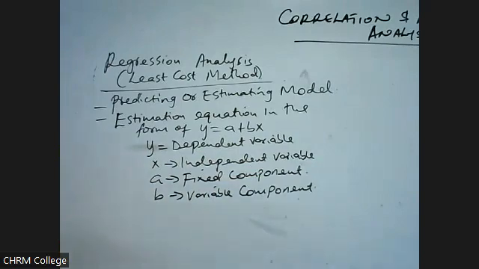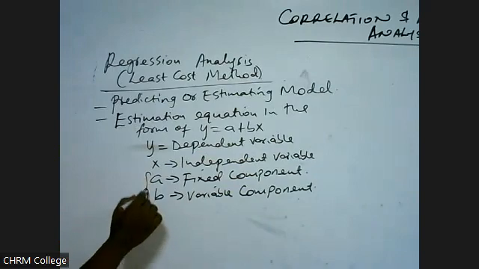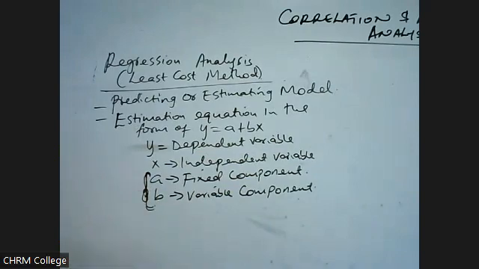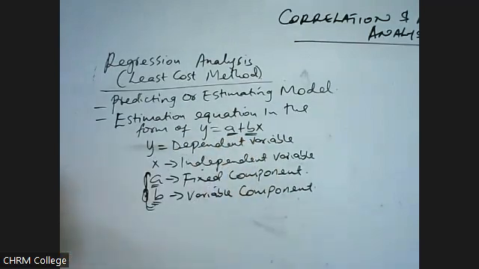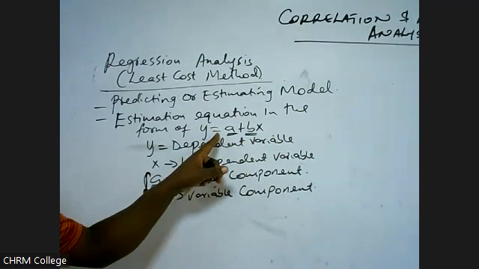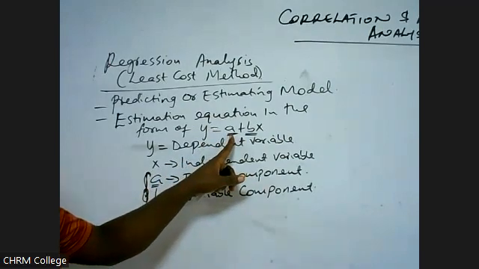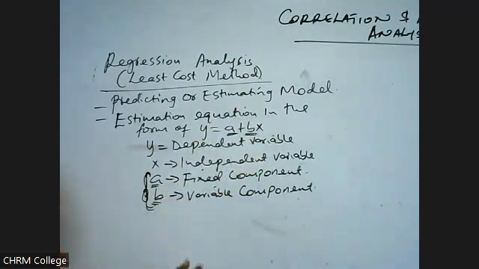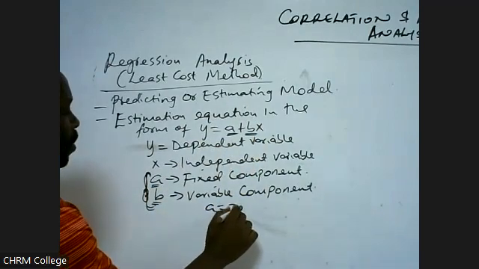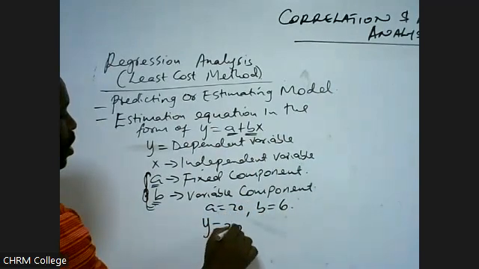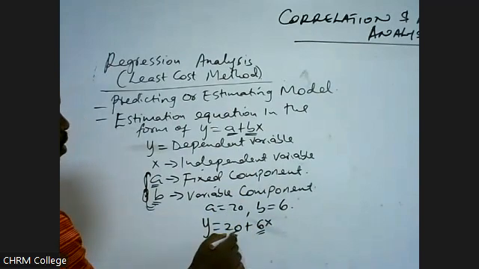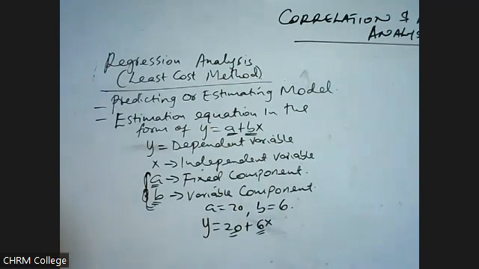For you to be able to determine the estimation equation, you need to determine these two. You compute those two values, and once you have computed the value of B and the value of A, you substitute them in this equation y is equal to a plus bx. So for example, if A was maybe 20 and B was maybe 6, your equation will be y is equal to 20 plus 6x. You just replace A and B in that expression to get your regression equation.